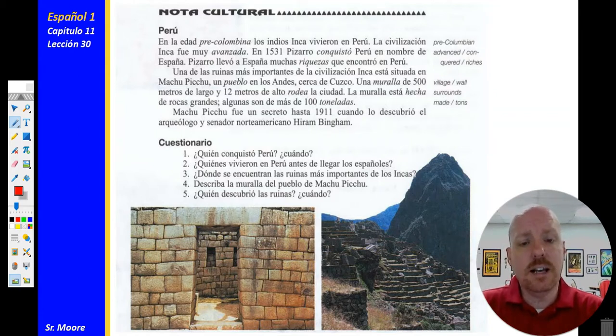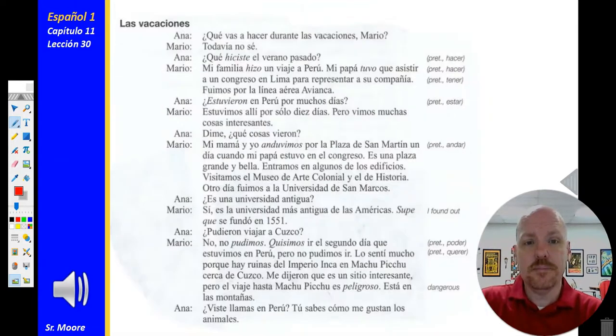Describa la muralla del pueblo de Machu Picchu. Describe the mural of the village of Machu Picchu. What did it look like? What was it made of? You have those answers right here in this paragraph. So you should be able to answer those in English after looking at that paragraph. But Peru has a very rich cultural heritage, and this cultural note tells us a little bit about that.